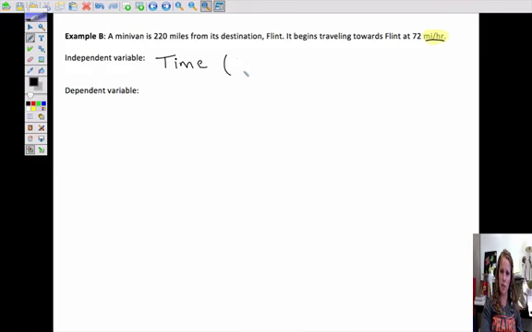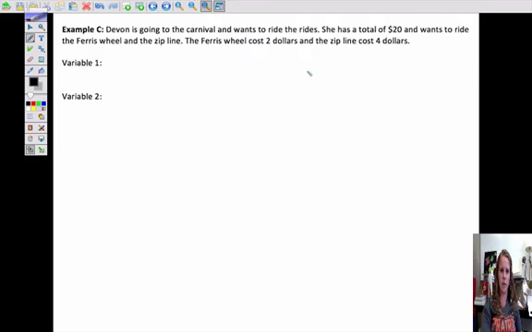And then in parentheses, I like to put the details: the time in hours. So we're looking at time in hours. That's going to go on regardless of what this minivan is doing. What it's doing, though, is that time is affecting how close it is to Flint. So it's a distance in miles. Those would be our variables. Let's look at another one.